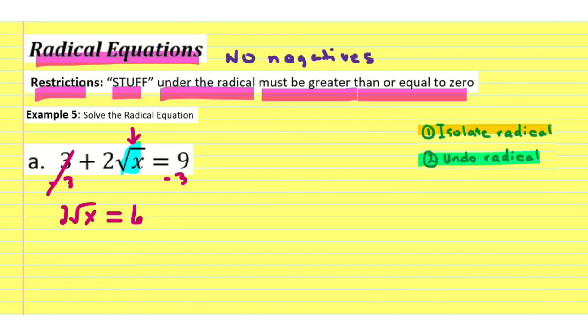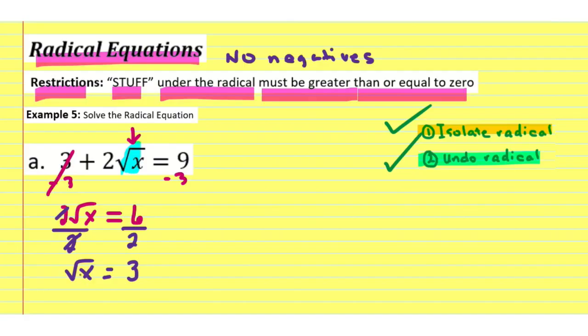And then continuing to use order of operation rules, I can divide out the 2. So I'm going to divide 2 out of both sides of the equal sign. Those will cancel, and I end up with radical x is equal to 6 divided by 2, which is 3. And so now we have isolated our radical. We now have just radical x. There's nothing else except for the radical. It's all by itself. So now we can undo the radical.